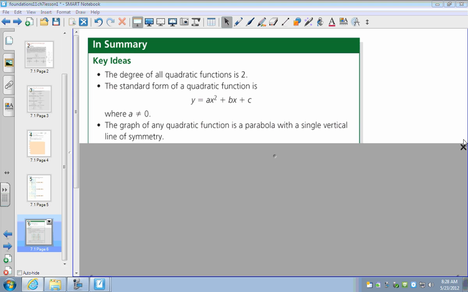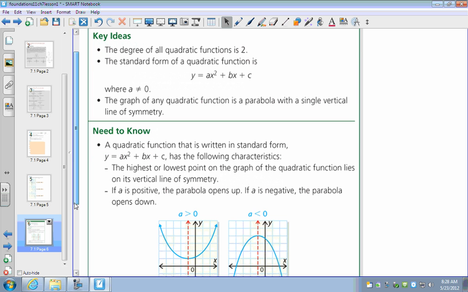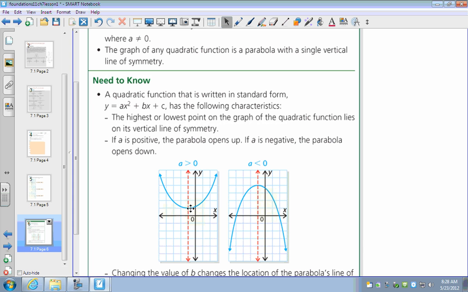Okay, so just to summarize what we did, a quadratic function written in standard form, y equals ax squared plus bx plus c, has the following characteristics. The highest or lowest point on the graph of the quadratic function lies on its vertical line of symmetry. That's called its vertex. If a is positive, it opens up. If a is negative, it opens downwards.